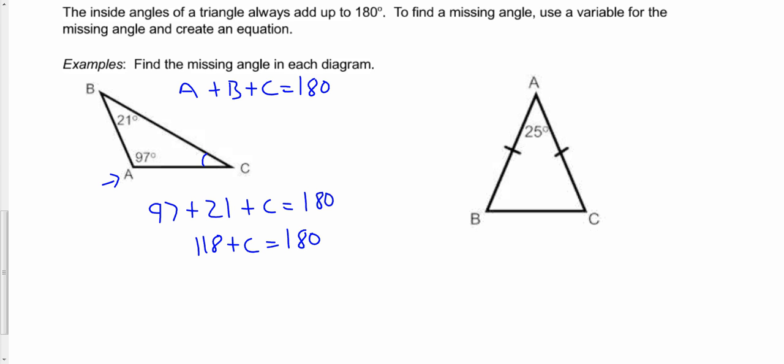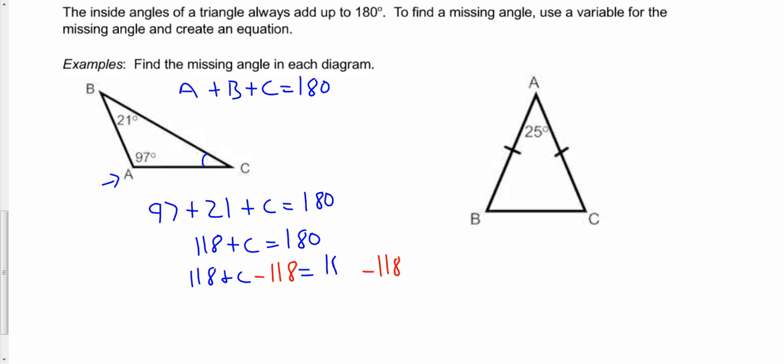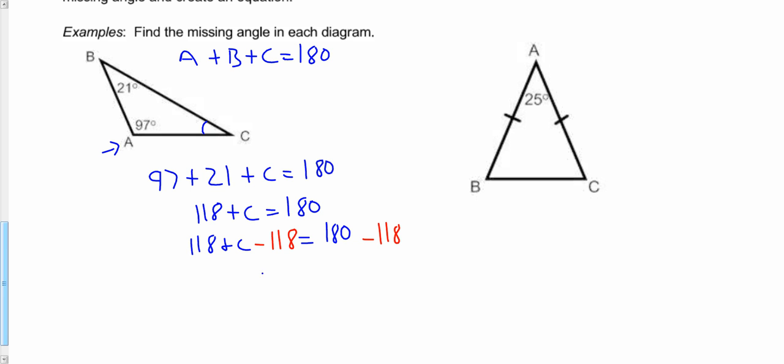180. So if I want to figure out what C is, I actually have to subtract 118 from both sides. So I'm going to do 118 plus C minus 118 is equal to 180 minus 118. So therefore, my C value is going to be 180 minus 118, and that's going to be 62 degrees.